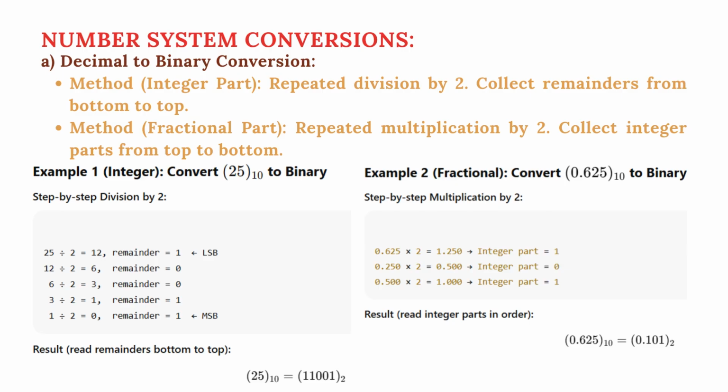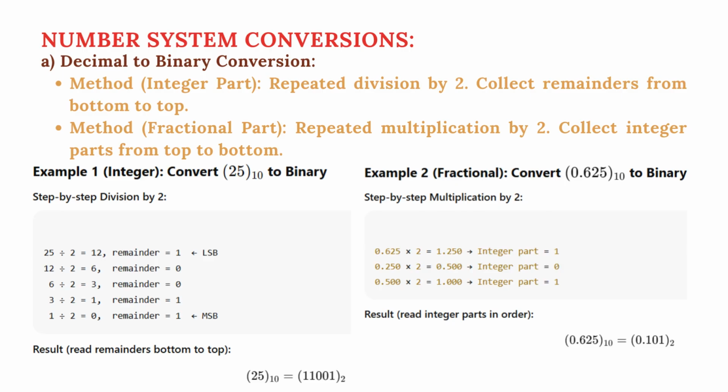Finally, we take the new fractional part 0.500 and multiply it by 2 one last time. 0.500 times 2 equals 1.000. The integer part is 1. This is our third bit. We stop when the fractional part becomes 0.000.